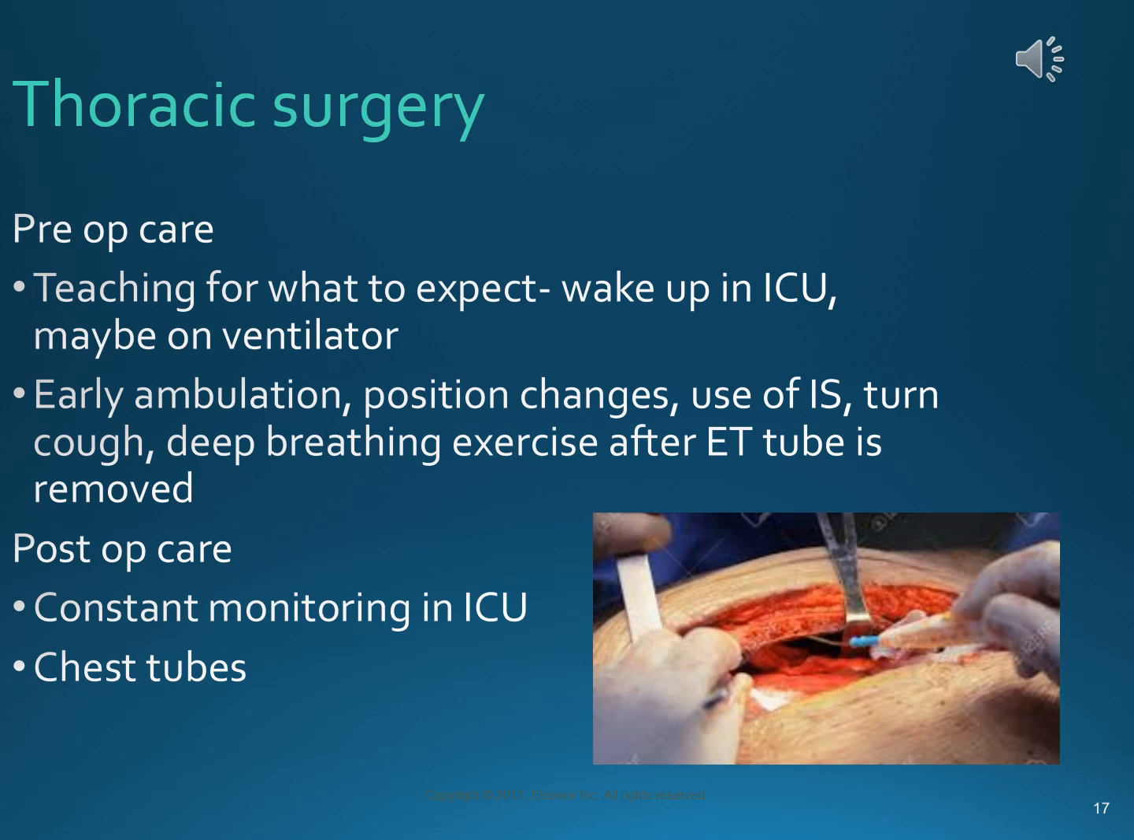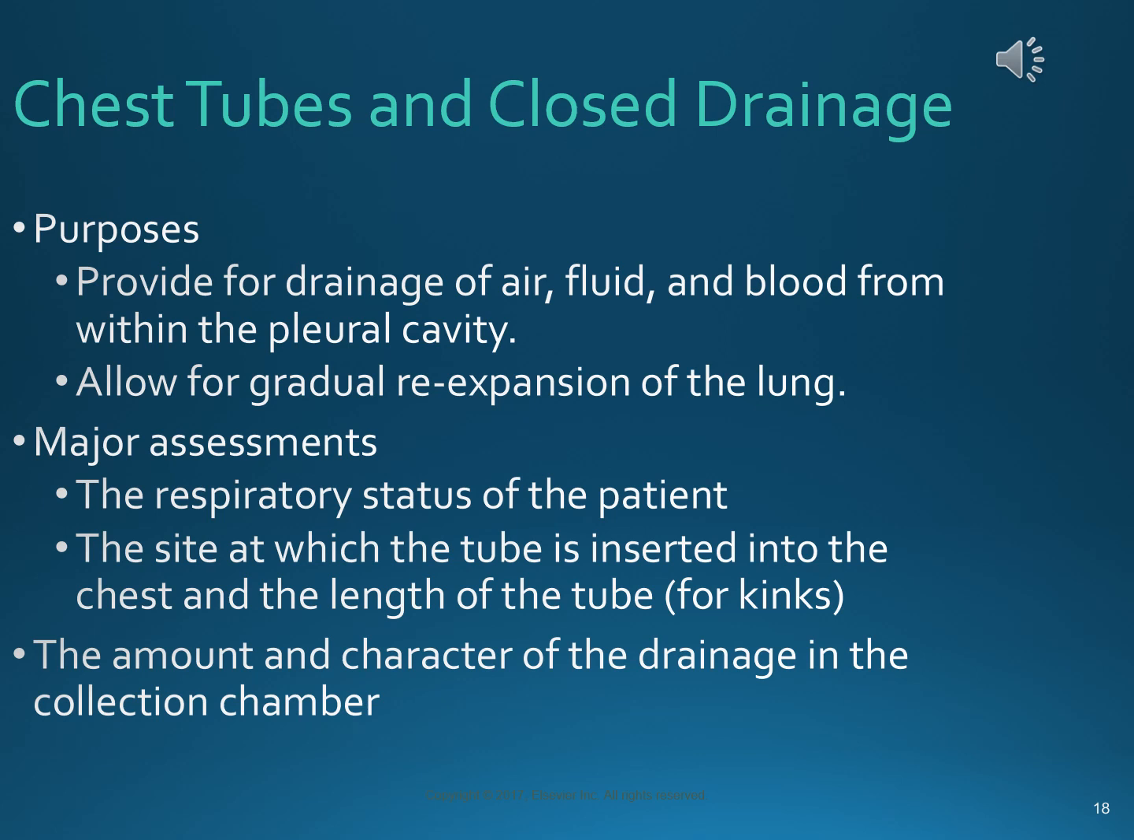And then not only to know what to expect, but to know how to do the deep breathing exercises, how to do the coughing, and how to use the incentive spirometer. Postoperatively, most likely again will wind up in the ICU, so they'll need constant monitoring, and more often than not, they will come out with chest tubes. So chest tubes are a form of closed chest drainage. The purpose of this is to drain air, fluid, and blood from within the pleural cavity, and by doing so, you allow for gradual re-expansion of the lungs.